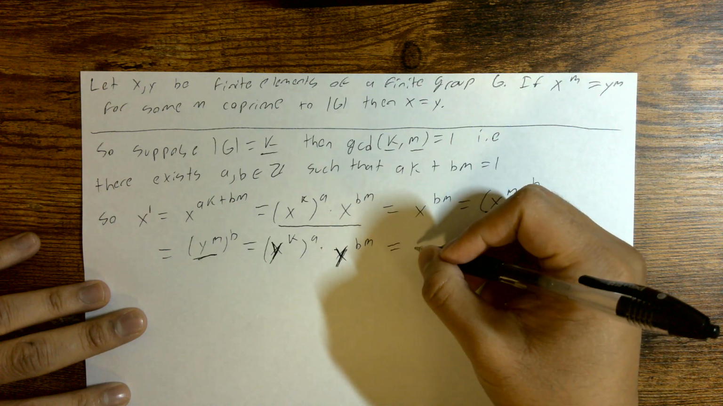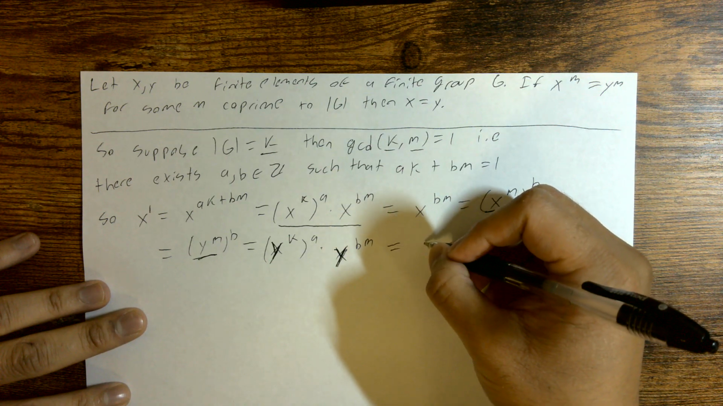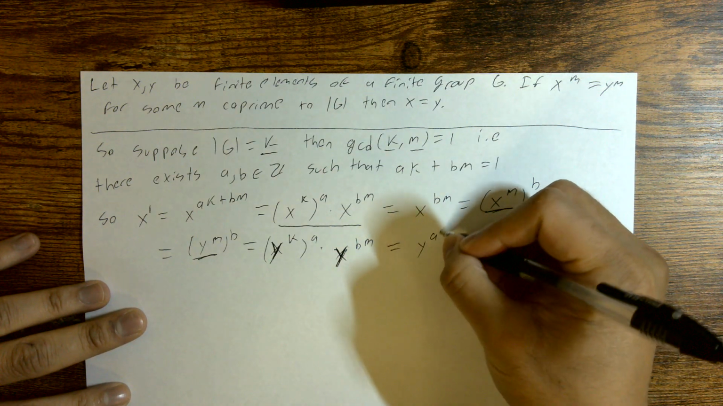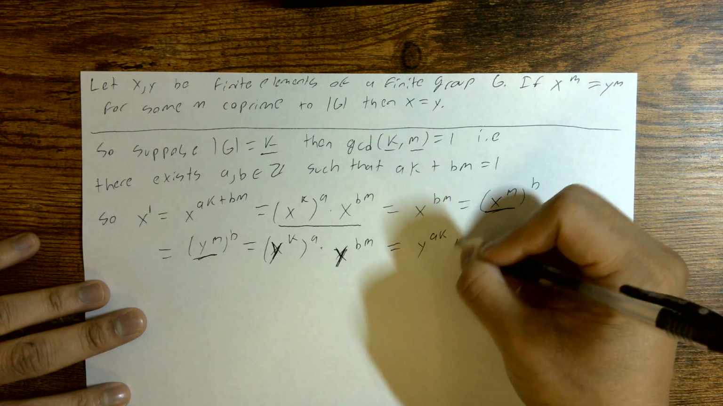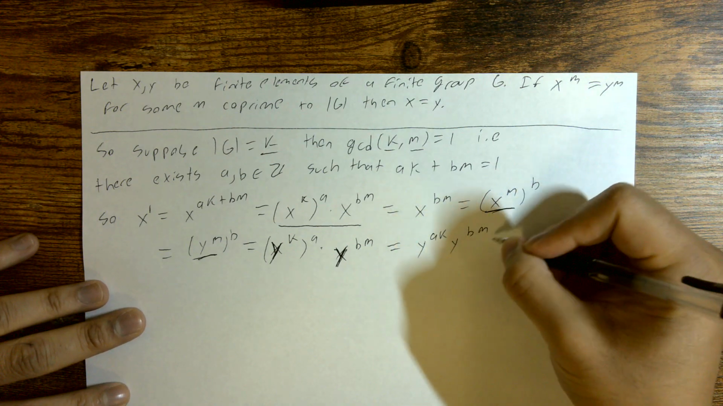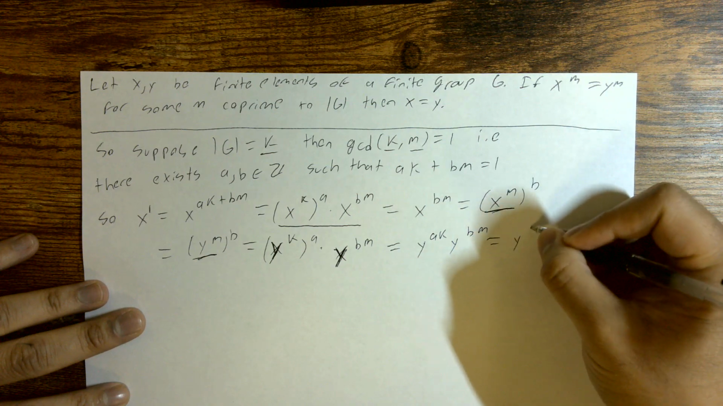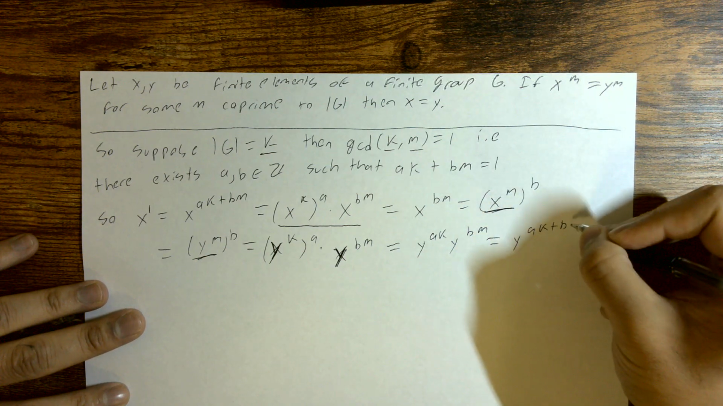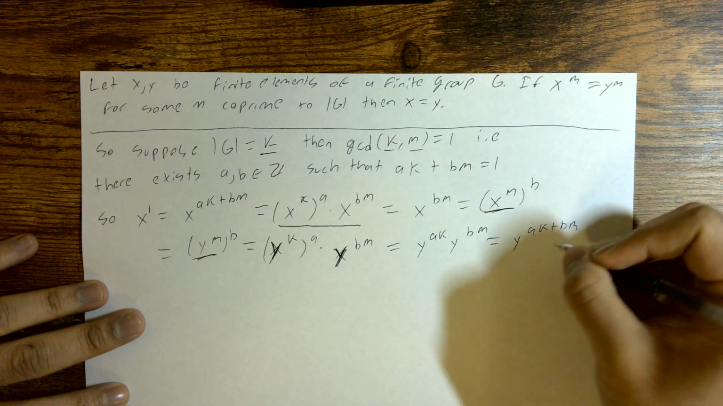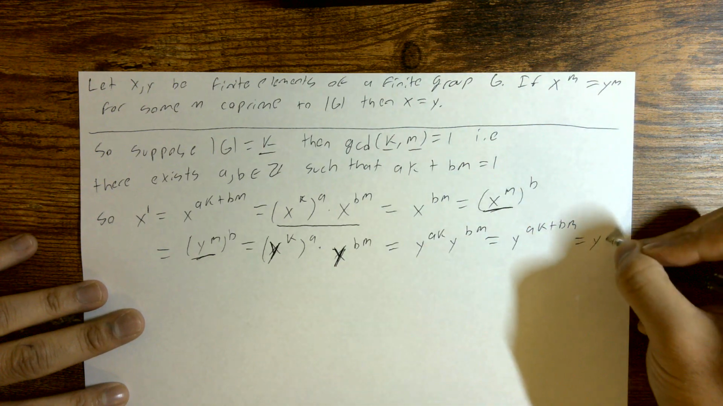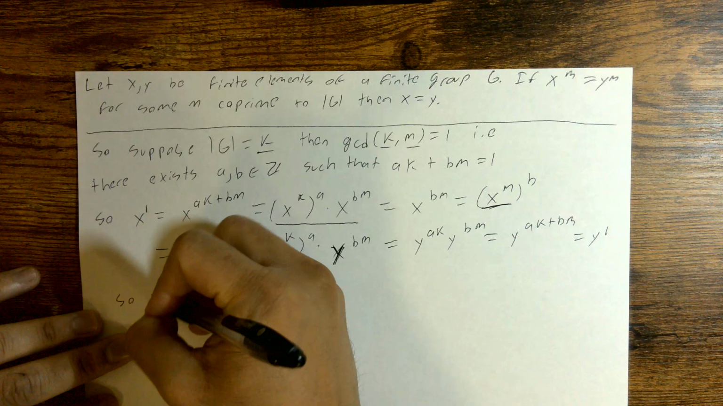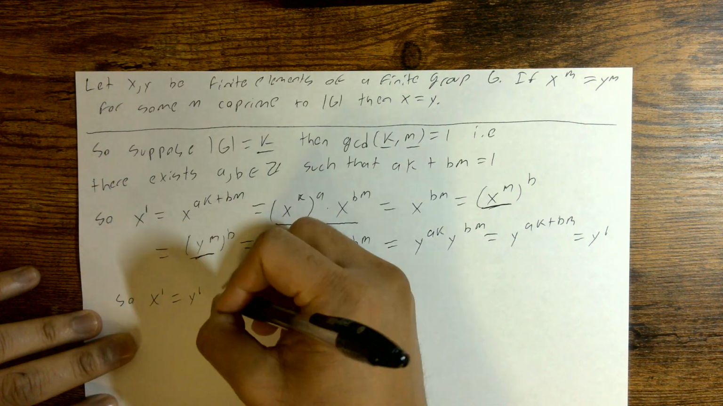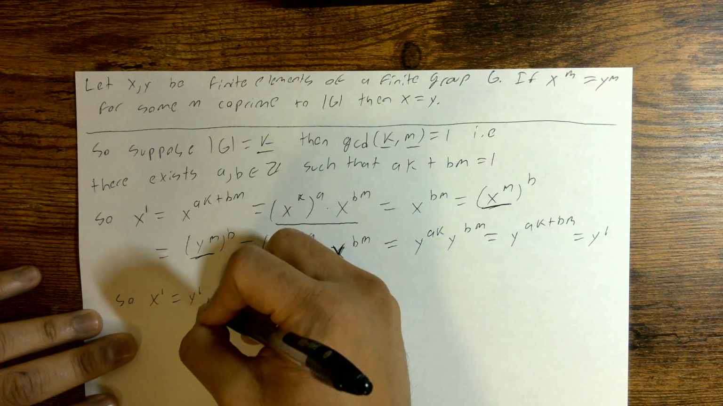which is equal to y to the ak times y to the bm, which is equal to y to the ak plus bm, which is equal to y to the 1. So x to the 1 equals y to the 1, which is what we wanted.